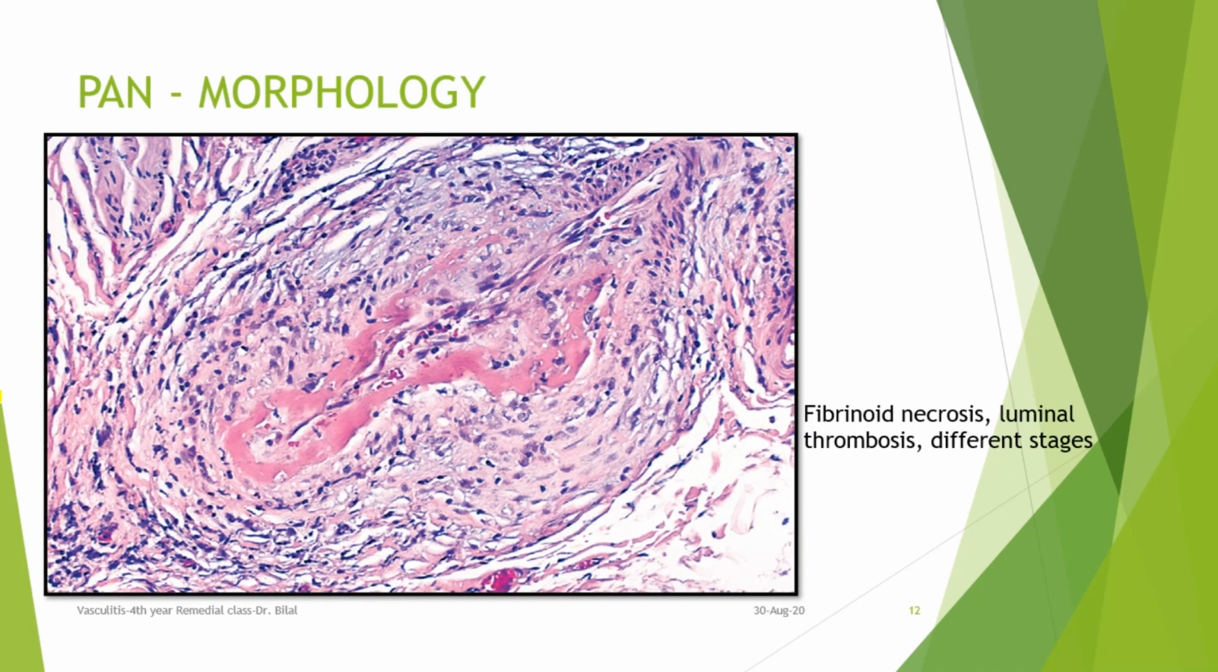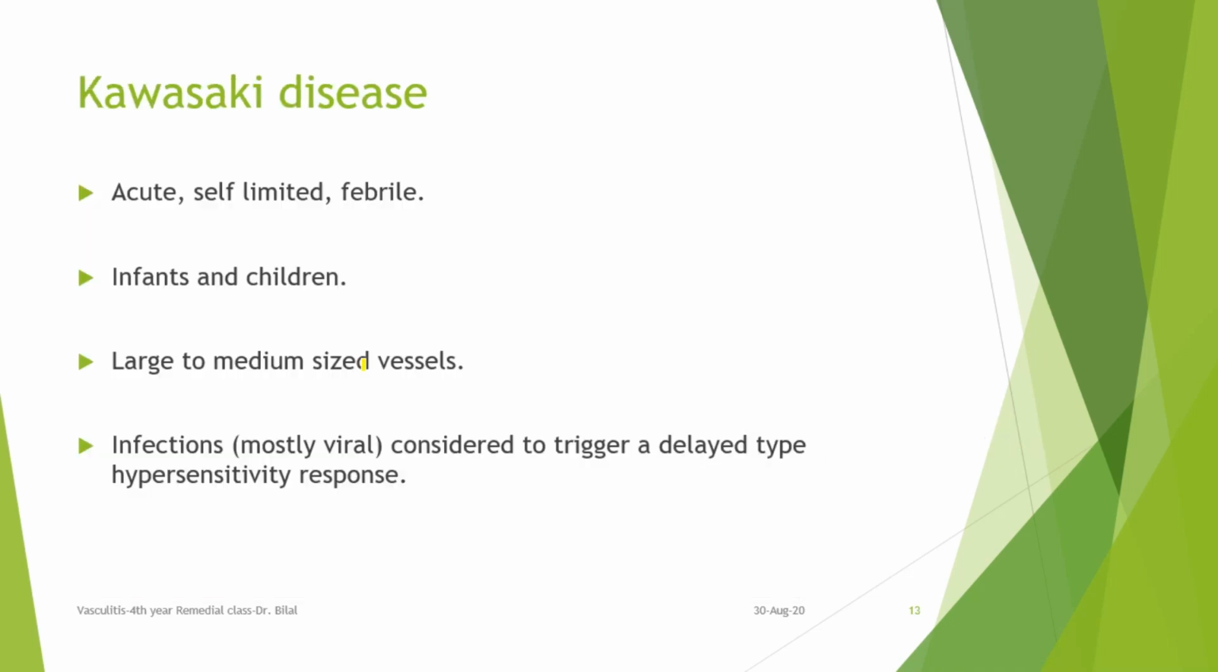This is how it looks. There's fibrinoid necrosis. It can cause thrombus in the lumen. You can see the lumen is almost obliterated by the disease process. And different stages of the disease can be seen in different areas.